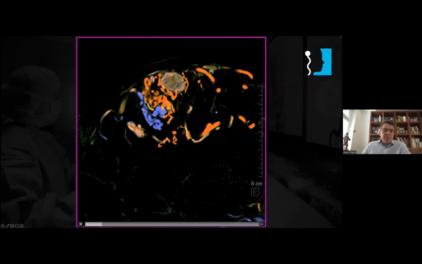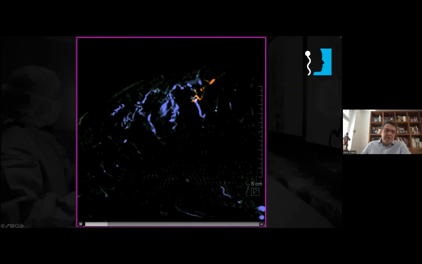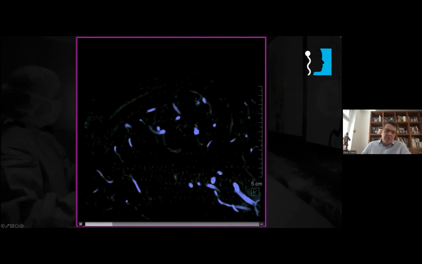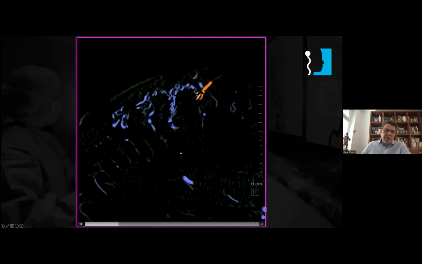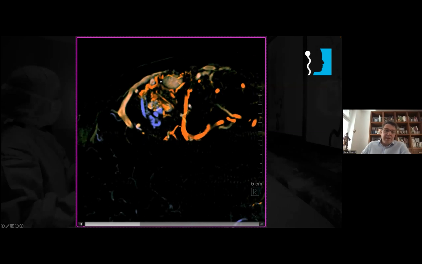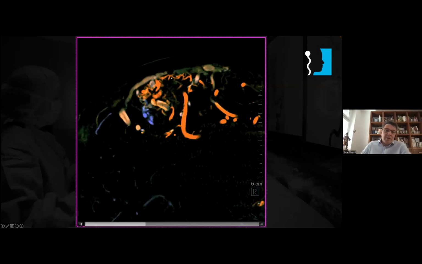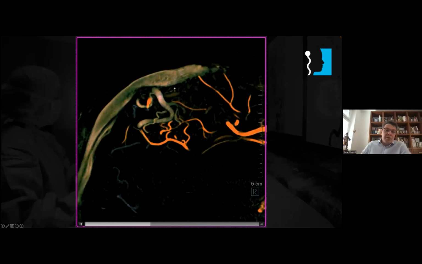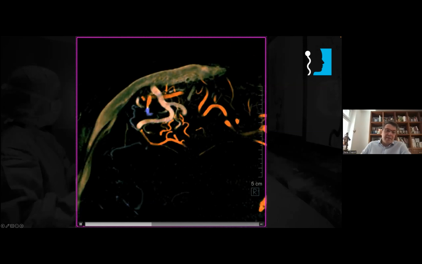And we have a complete visualization of the AVM, not a partial one. And we can follow each artery. We can see here the leptomeningeal anastomosis. And we can see where the veins appear. And the veins are made of fusion of both colors. So the veins are green, you see?